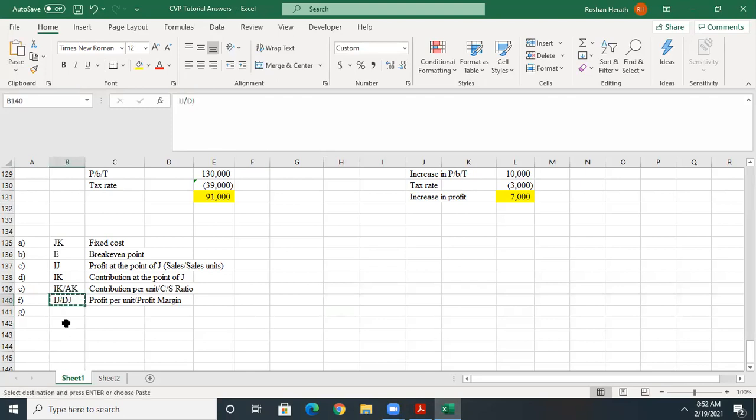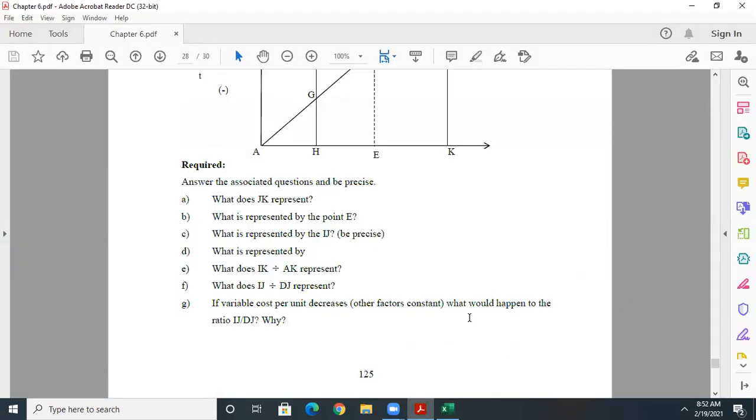Yes, the variable cost drops when the other factors remain constant. What could be the case? What happened to the ratio? What happened to the profit ratio? Simply, the variable cost decreases. Yes, pretty simple one.